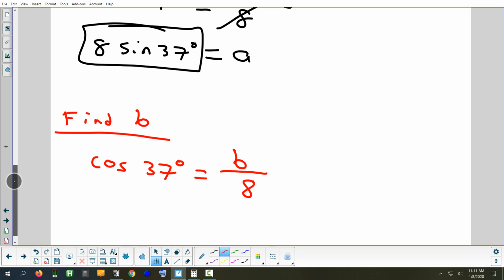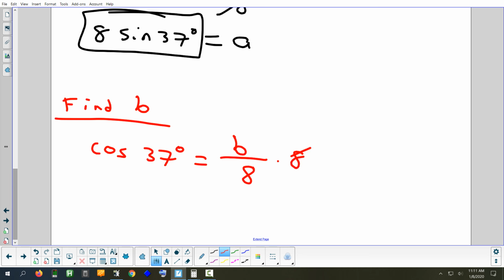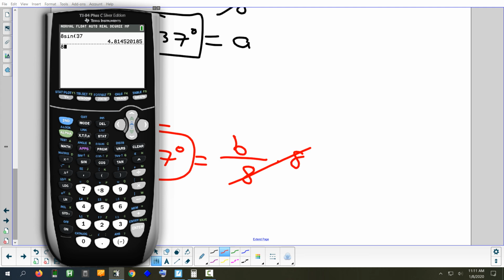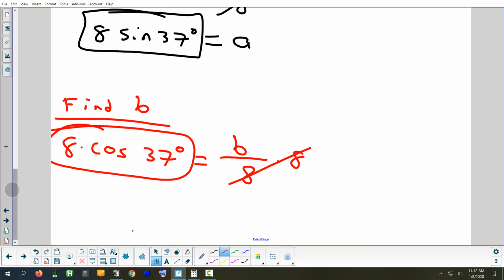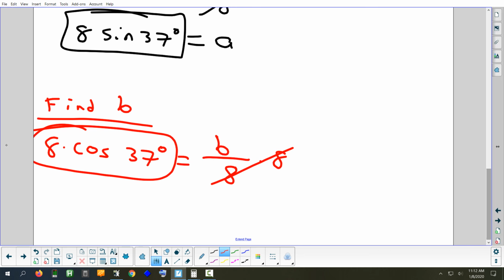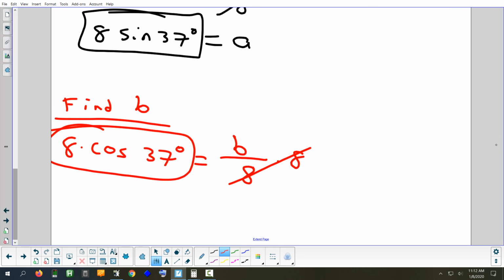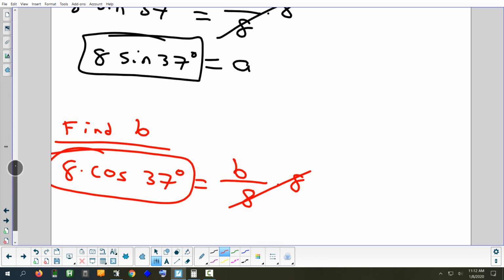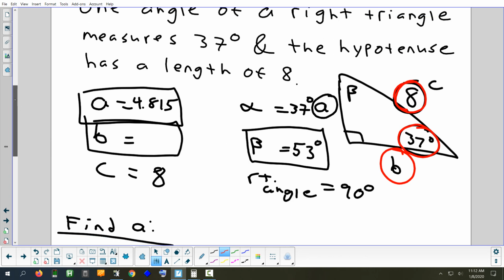And same thing as the last one, multiply each side by 8 times 8, and there's your answer. 8 cosine 37. So we get 6.389. Now, we're going to write that down, and then there's a couple things we can look at to make sure that seems okay.